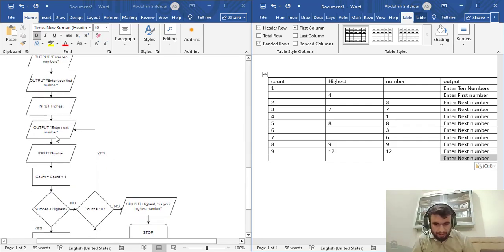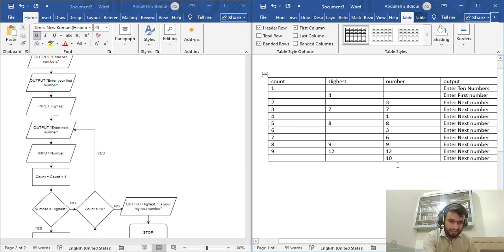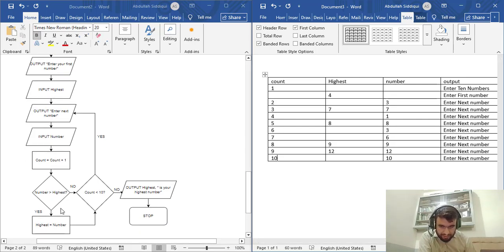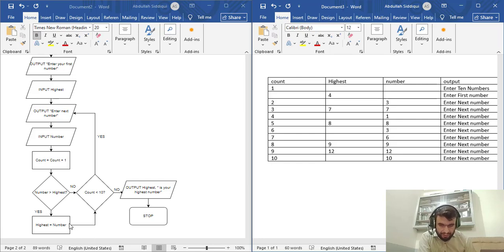Enter the next number. The input is now 10. Now increment first the counter, which is 10. Is the 10 greater than 12? No. So we have to write nothing. In case of no, we have to write output.